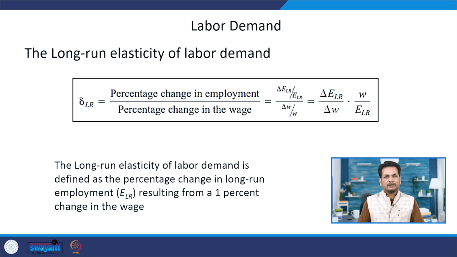When it comes to the long run, the same formula is used to estimate the long run elasticity of labor demand. It is the percentage change in the employment divided by the percentage change in the wage, and we can interpret the results in the same way: the percentage change in the long run employment resulting from a 1% change in the wage. The long run demand curve is also downward sloping. Therefore, the long run elasticity value will have a negative sign.